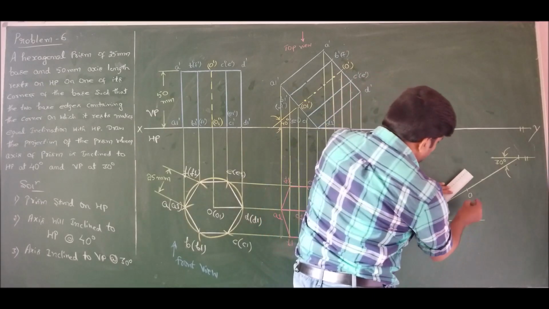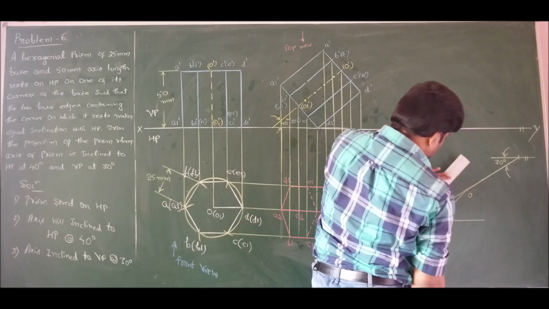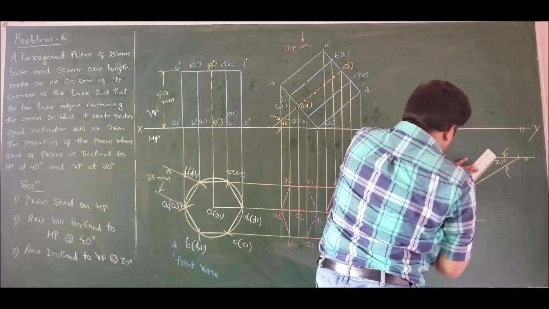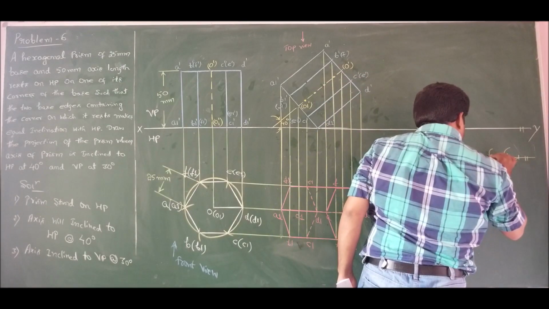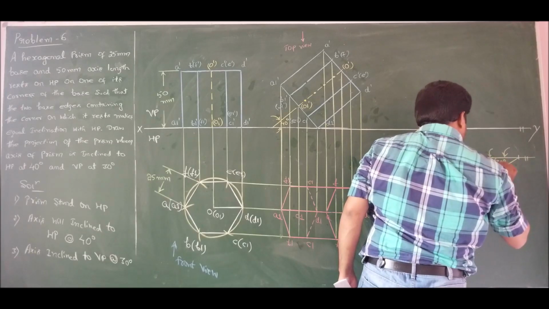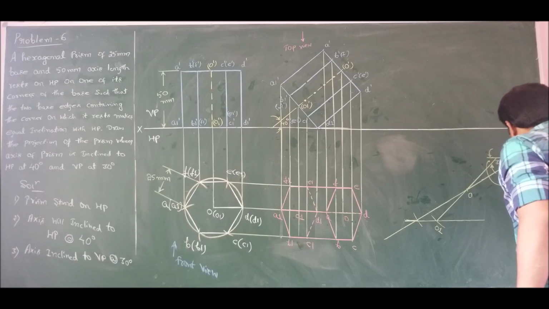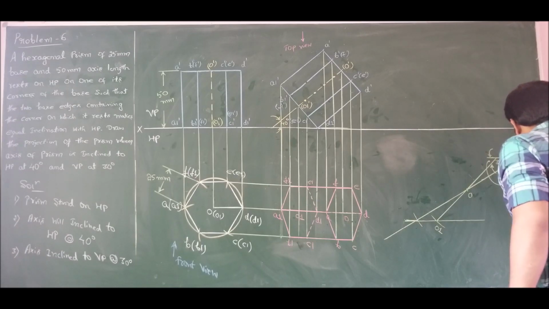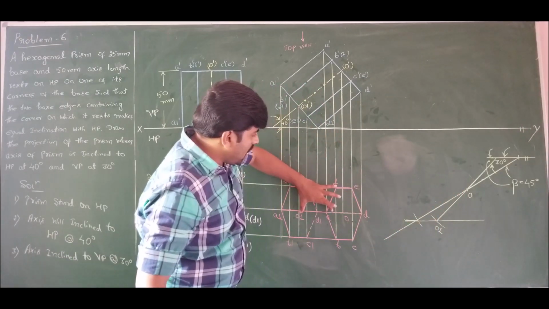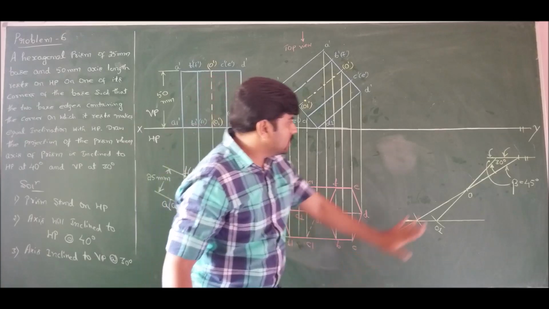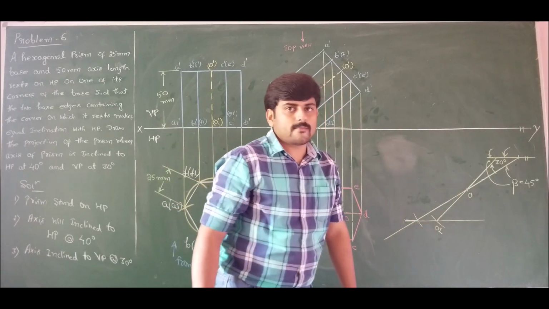Now, join O1, O, extend it to intersect the XY line. Now, measure the angle which gives you the apparent inclination beta angle. So the beta angle for this problem is 45 degree. On this O1, O as a reference, transfer this complete diagram and reconstruct on this base reference O1, O.